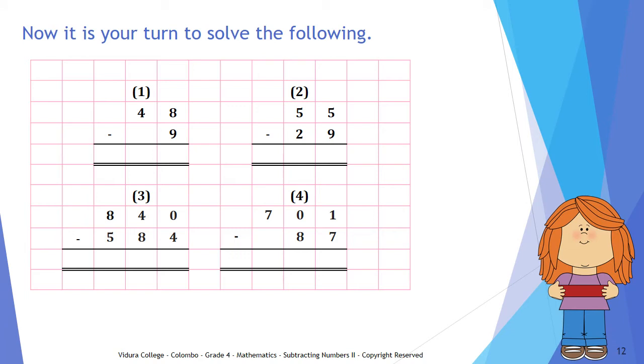Now it's your turn to solve the following. Take out your personal whiteboards, children. First one, 48 minus 9. Second one, 55 minus 29. Third one, 840 minus 584. Fourth one, 701 minus 87. It's not that hard. You can do it.